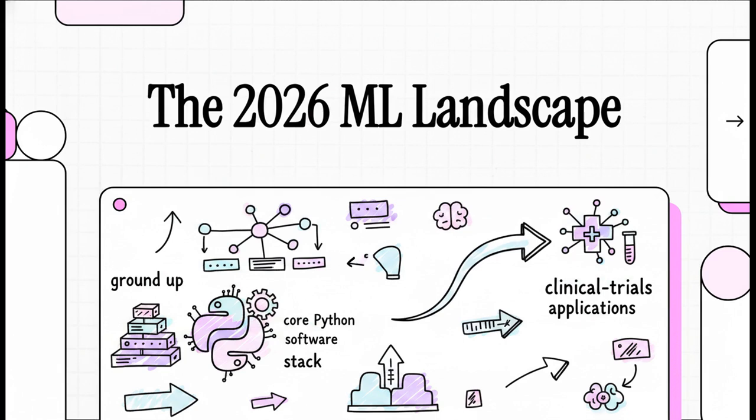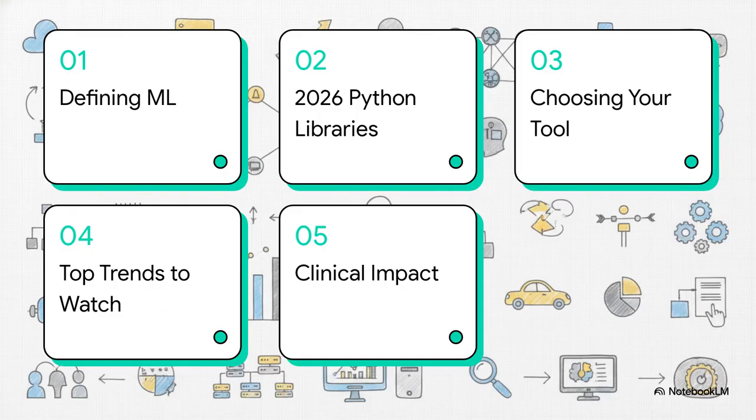So whether you're just starting to map out your learning journey or you're looking to refine your toolkit for production, this explainer is designed to get you completely up to speed on what actually matters this year. Let's get into it. So here's our quick roadmap for today. We're hitting defining machine learning, the essential 2026 Python libraries, choosing your tool, top trends to watch, and we'll wrap up with real-world clinical impact.